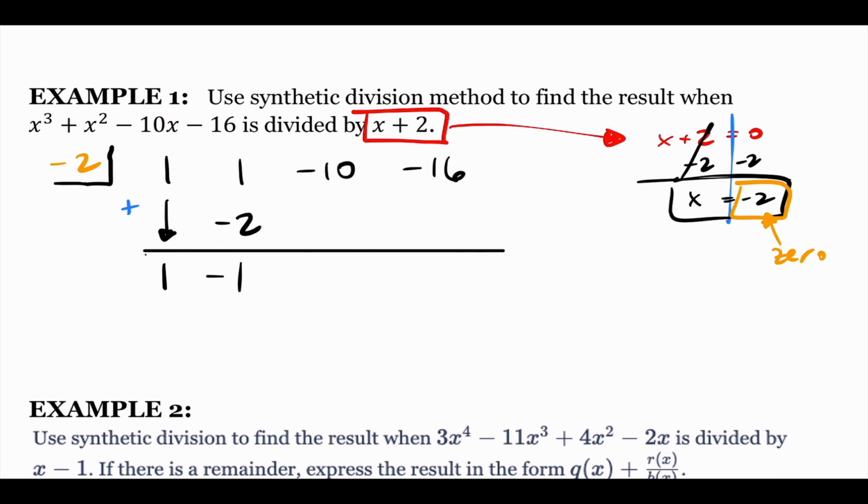Good. Do the process again. What is negative 1 times negative 2? Positive 2 this time, right? So it's going to go here. Add straight down. What do I get when I add negative 10 and positive 2? Negative 8 goes here.